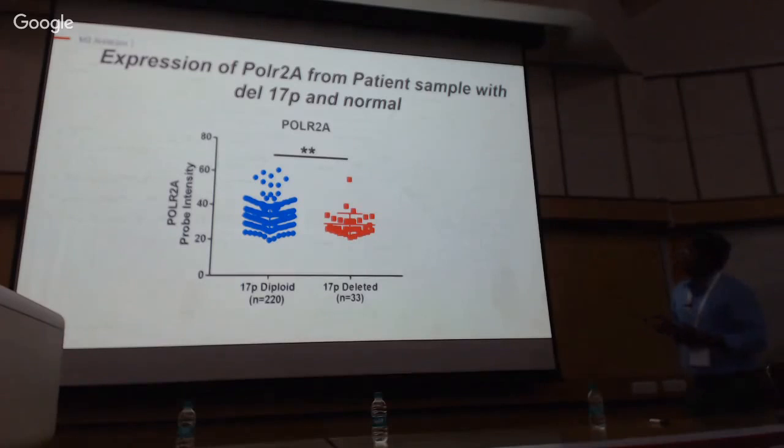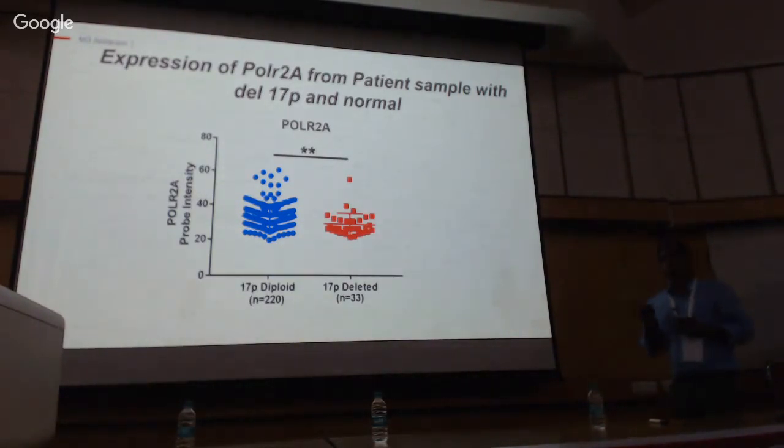And then we wanted to know what is the polymerase 2A probe intensity in 17p diploid, which is wild type, and 17p deleted. So we do see a significant difference in polymerase 2A mRNA expression. So not necessarily that copy number loss will ultimately lead to a low mRNA level as well. But here we do see the transcript level also goes down with loss of copy.